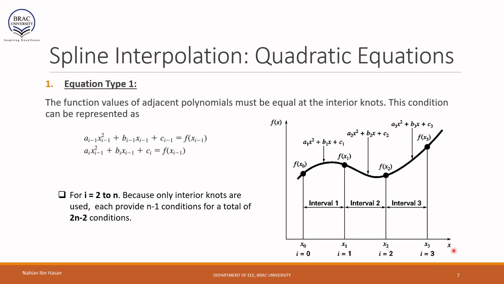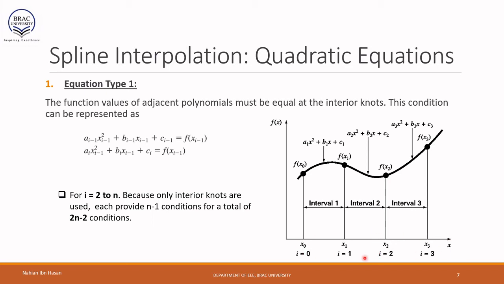So I have 4 data points here, therefore I would have 2 internal data points. That means the number of internal data points is less by 2 than the total number of data points. So if I have n plus 1 data points, I would have n minus 1 internal data points. At each internal data point, I would have two equations. So at n minus 1 internal points, I would have 2n minus 2 equations.